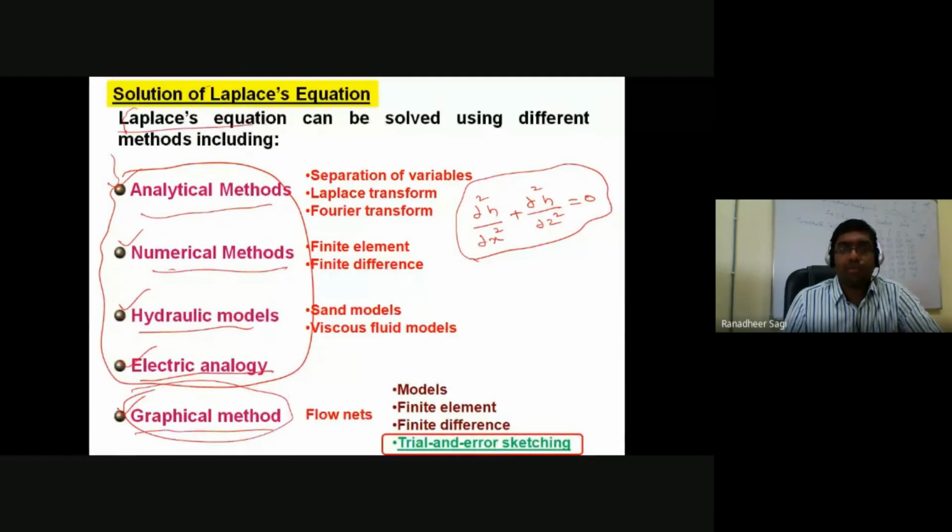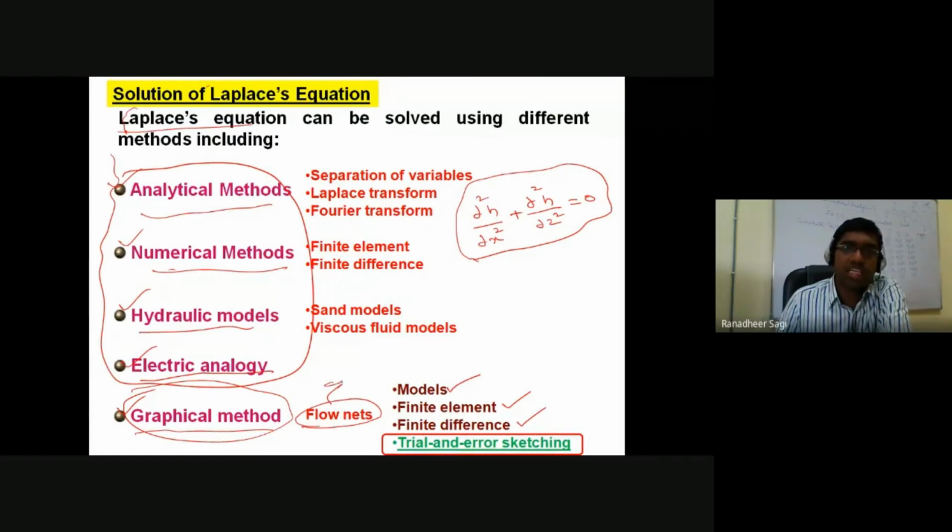And in this graphical approach also, we have any number of varieties of graphical approaches available, based on models developed using finite element methods and finite difference methods. Based on that also we'll get the solution. Basically, in this graphical method, what we try to do is draw what is called a flow net diagram. We try to construct a flow net diagram.